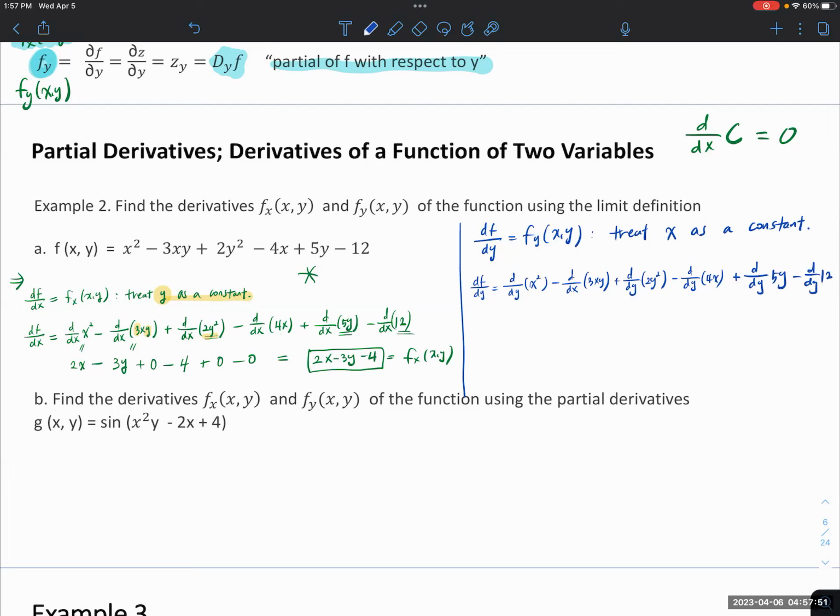Okay, let's do the work. This is going to be 0 because x is a constant. Again, whatever the constant, when you take the derivative of a constant, it's always 0. So this is going to be 0 because x is a constant.